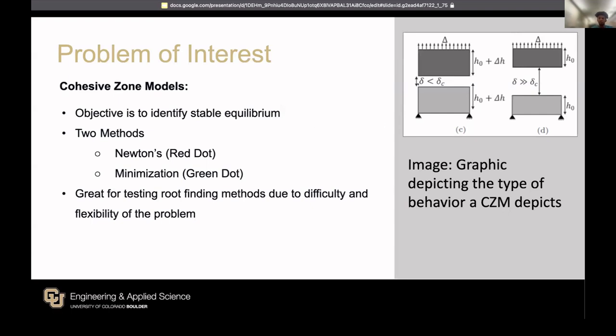So for those who are unfamiliar, cohesive zones depict an object forming a crack as you begin to tear it apart. Sort of imagine having your material stuck to a wall and it's stretching out slowly and slowly before it breaks.